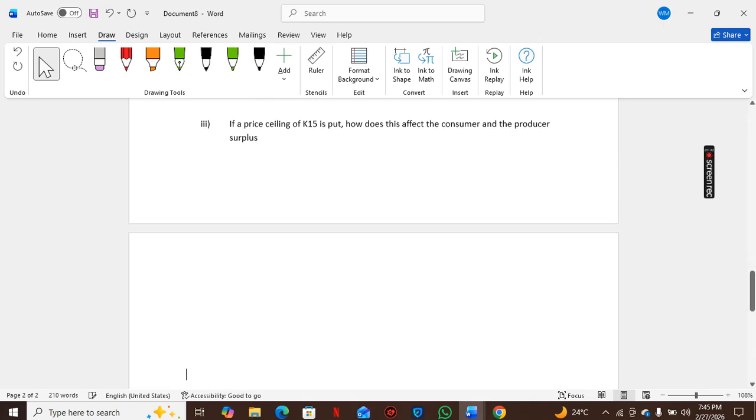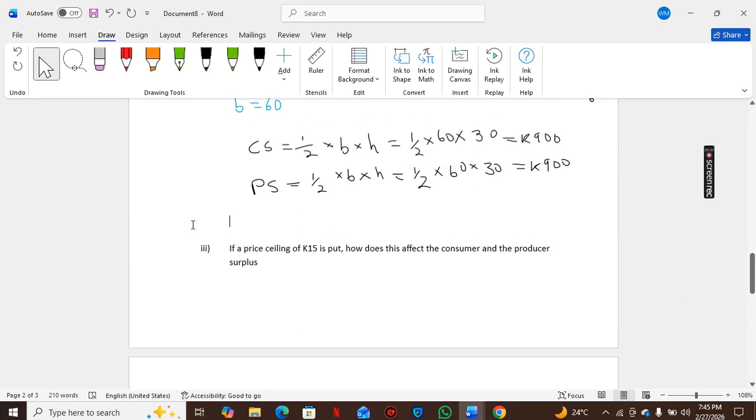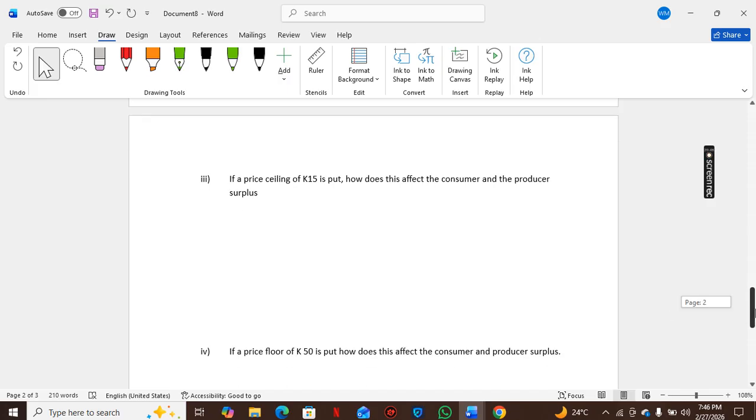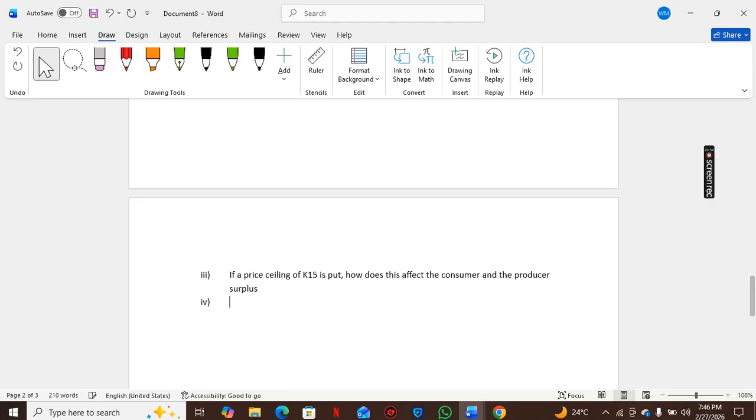Now the next part here. If a price ceiling of 15 kwacha is put, how does this affect the producer and the consumer surplus? Right, so let me just redraw the graph here again.